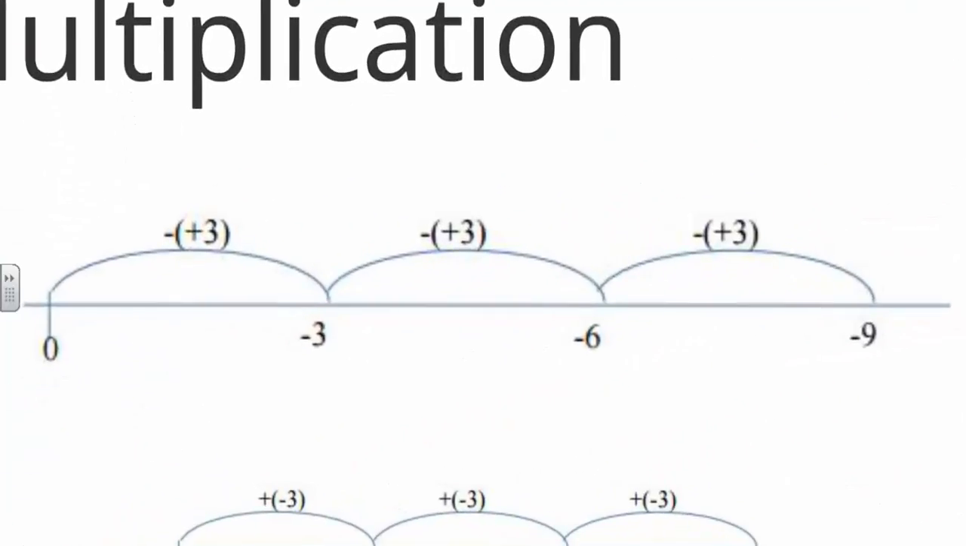Moving on to multiplication, take a look at this number line. What do you notice? You may see 3 being subtracted 3 times. You may notice skip counting by -3. You may even notice 3 jumps of -3.